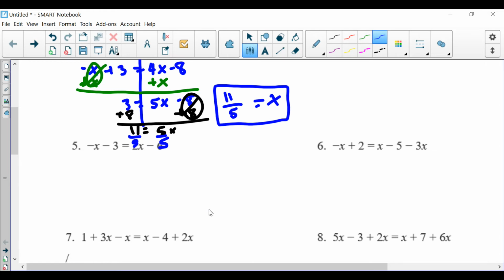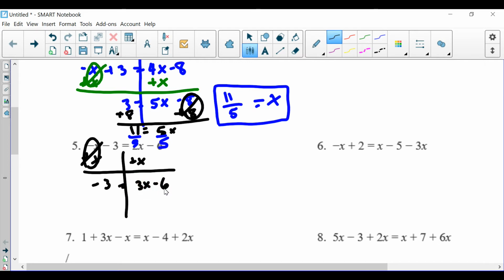Okay, continuing on. We're going to notice the right side has more x's. 2x is greater than negative x. So we're going to combine by adding x to both sides. This eliminates here, that's a 0 pair. We've got negative 3 is equal to 3x minus 6. Then we're going to add 6 to both sides. A 0 pair gets eliminated. Negative 3 plus 6 is 3.